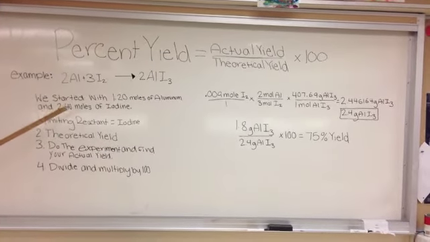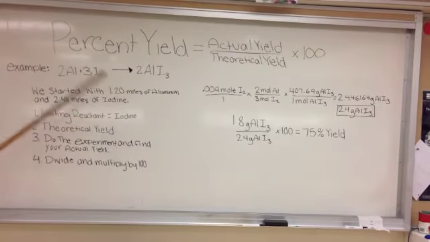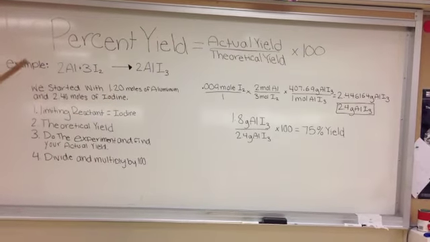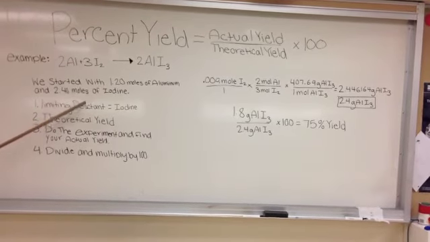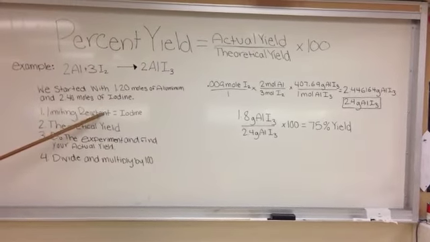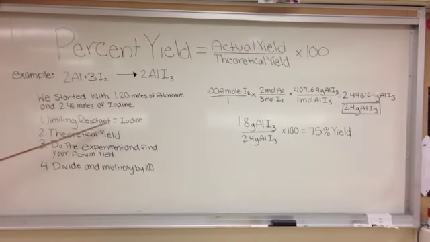First, we're going to start off with stating that 1.2 moles of aluminum and 2.4 moles of iodine are used in this equation. There's a previous video that talks about the limiting reactant, so we're going to skip right to it and state that iodine is our limiting reactant.